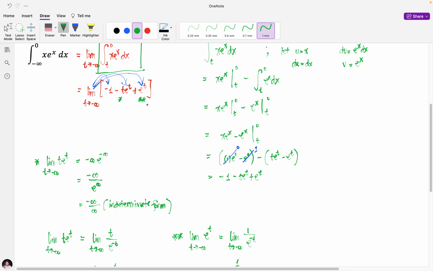So from that, this is now equal to the limit of negative 1, which is negative 1, minus 0 plus 0. Therefore, the final answer is negative 1. That means that our integral is convergent. Okay? So I hope that is clear.